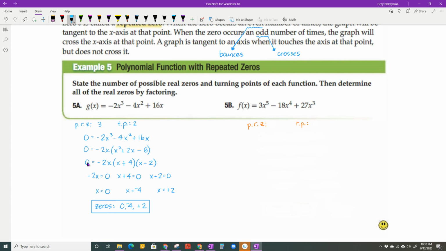Okay. 5b, 3x to the 5th minus 18x to the 4th plus 27x cubed. Highest exponent again is 5. 1 less than that are my turning points, which is 4. I'm going to put 0 in for y to find the zeros. Okay. Again, common factor, GCF. Try to say it before I do. Great. It is 3x to the 3rd. So when you take that out, I have x squared minus 6x plus 9.